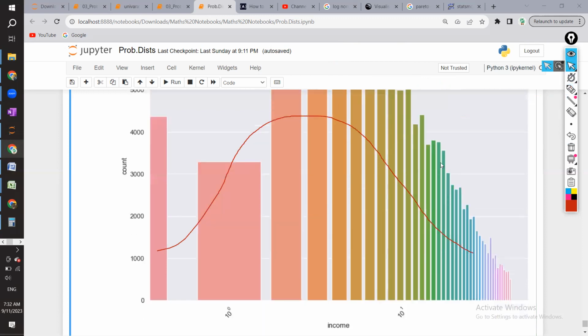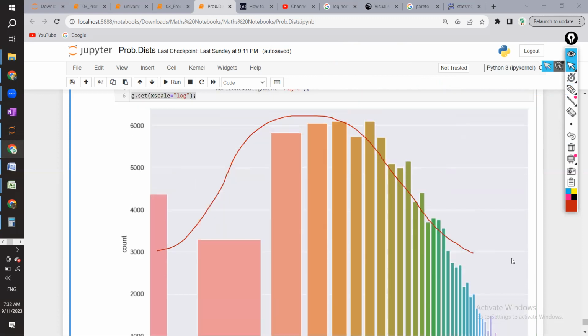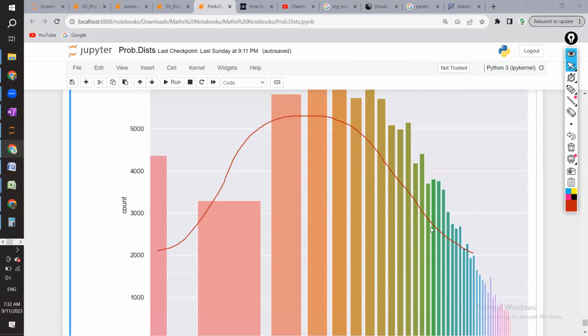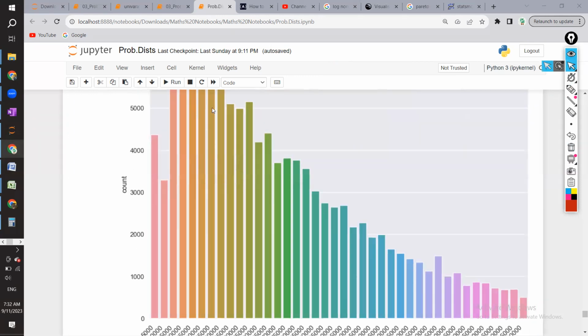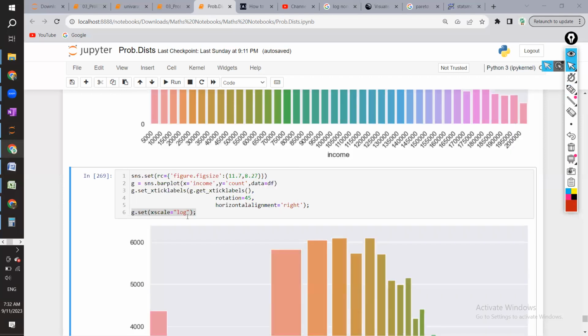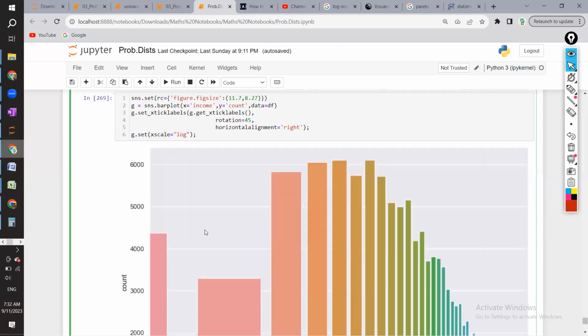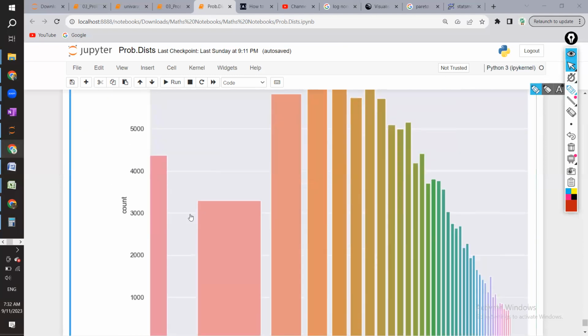This is not perfectly normal, I'm just showing you an example. It at least resembles a normal distribution. There is still some skewness, but it tries to convert it into a normal distribution. Here you can clearly see it is completely right skewed, but once you take the log of this, it converts into a near normal distribution.